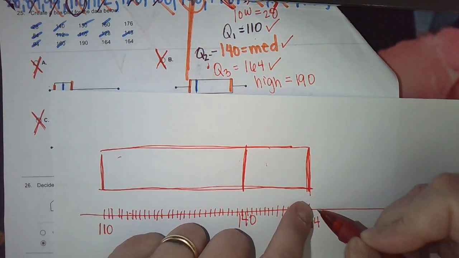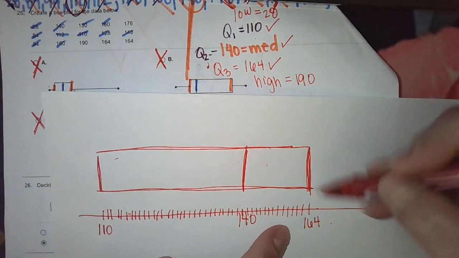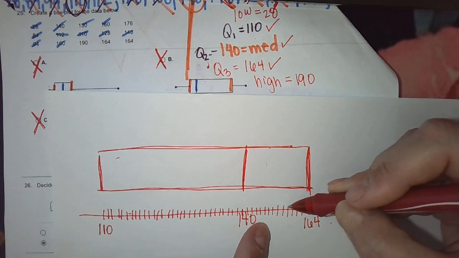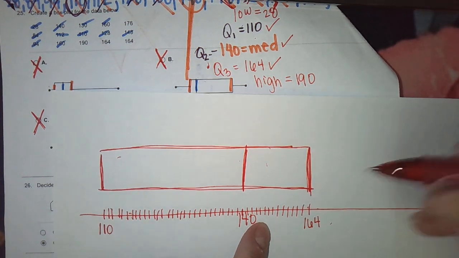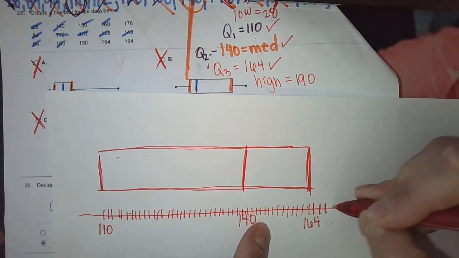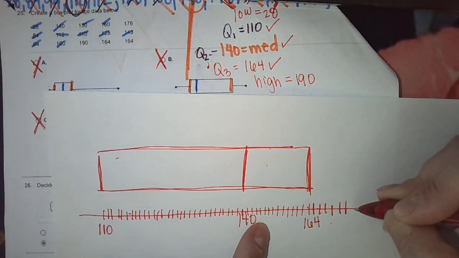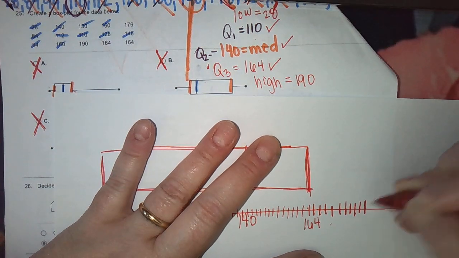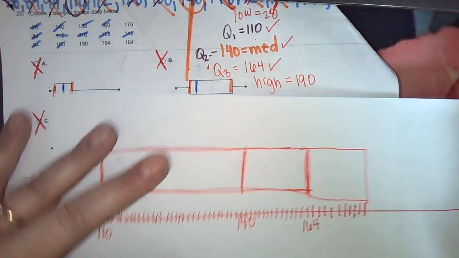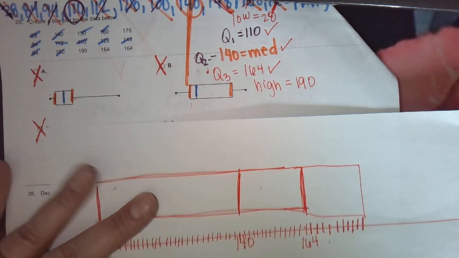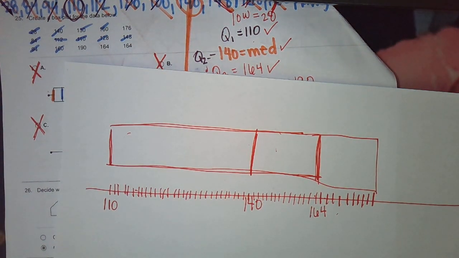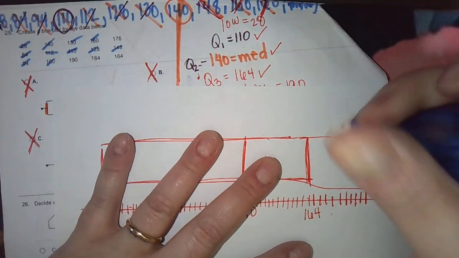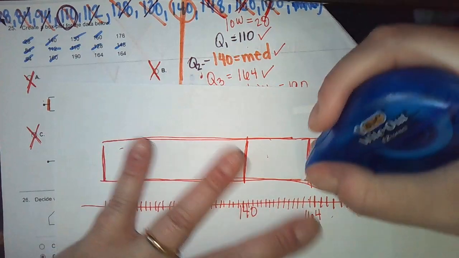Oh, that was 24 tick marks away. I put 14 tick marks away. Let me fix this. 1, 2, 3, 4, 5, 6, 7, 8, 9, 10, 11, 12, 13, 14. Oh, that's why it doesn't make sense. 15, 16, 17, 18, 19, 20, 21, 22, 23, 24. Okay. Let's fix this. Oh my gosh. Okay.